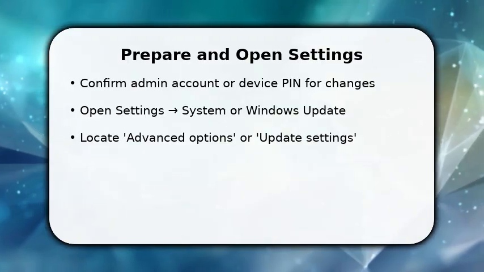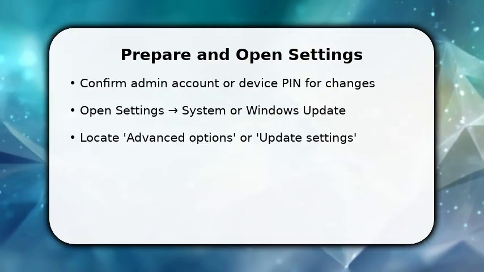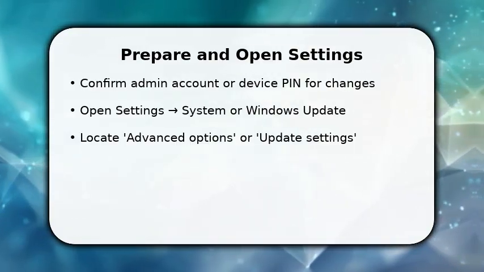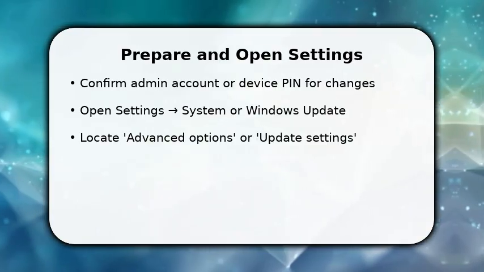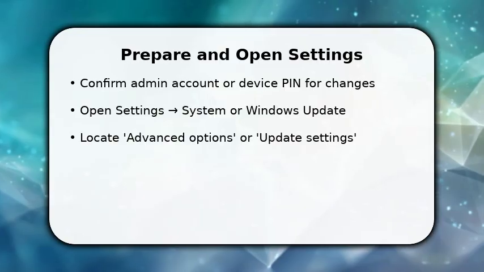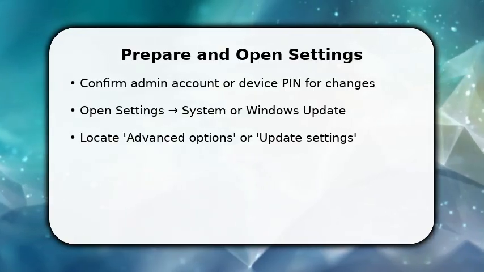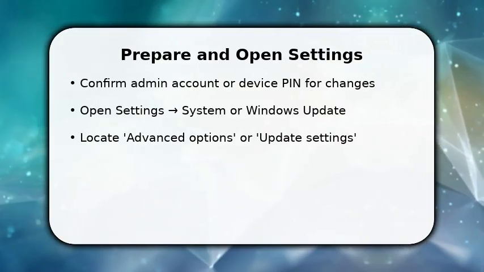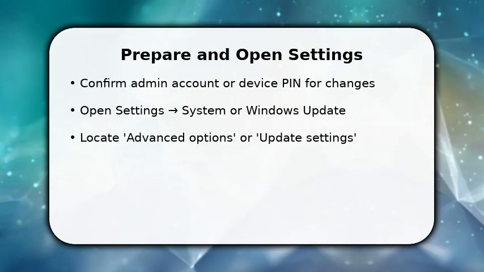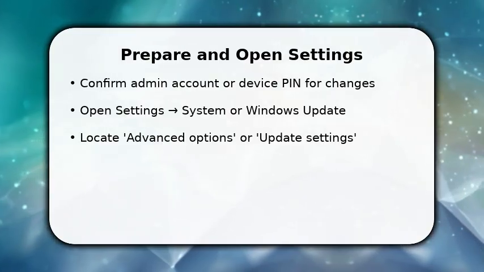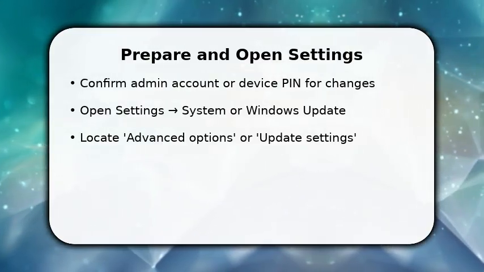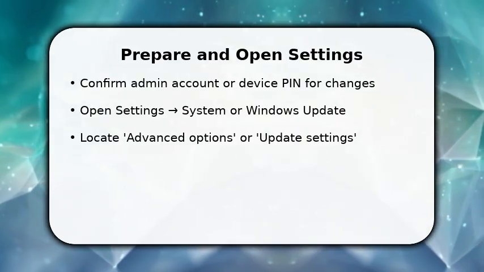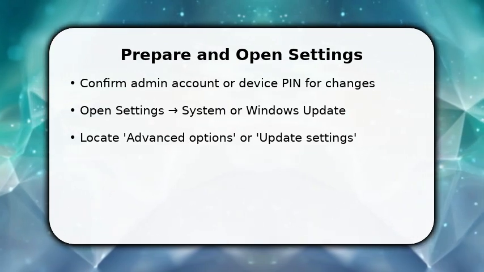You start by confirming you have admin access. This lets you change system update behavior. Once logged in, open Settings and go directly to System or Windows Update so you waste no time. Make sure to locate Advanced Options or Update Settings. That section controls automatic updates. You need these screens open because the next actions require toggles and drop-downs. If you can't find the option, use the Settings search bar and type Update to surface the right page quickly.